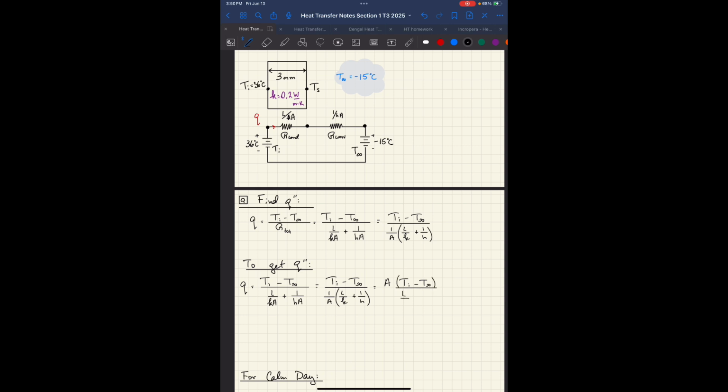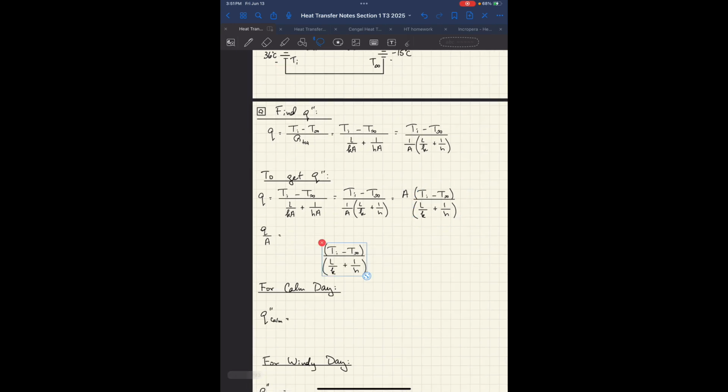And downstairs we have L over K plus 1 over H. Now watch this. If I divide both sides by A, I get exactly, on my left-hand side, flux. Okay, so it all works out. Q over A basically gets rid of the A, and I'm just left with this. I am using copy and paste right now just to save some time, but we end up with this. So basically from here, we end up with Q double prime is equal to this.